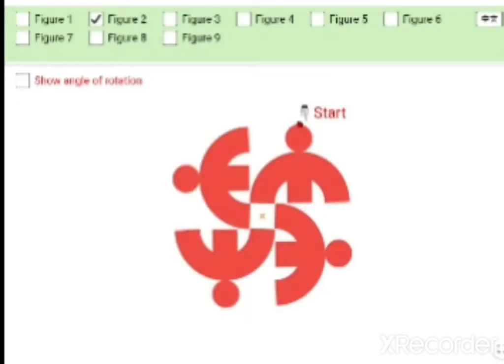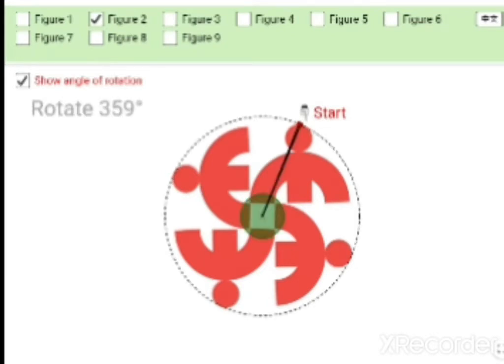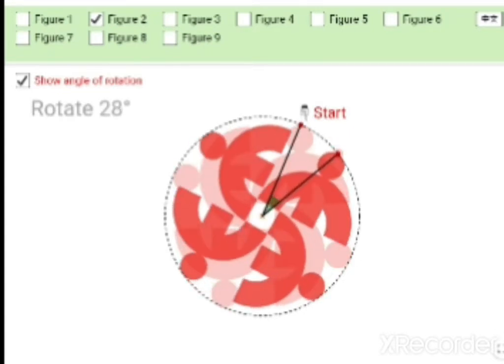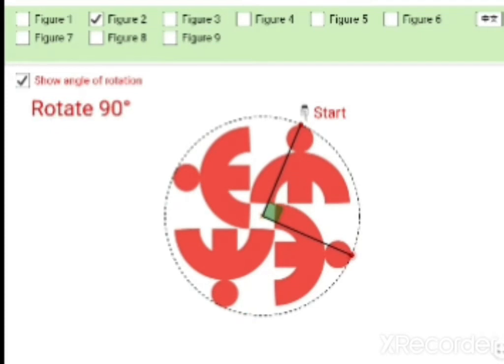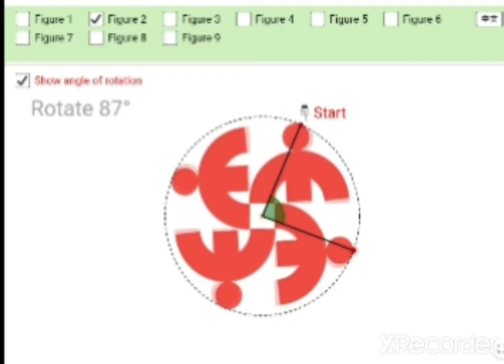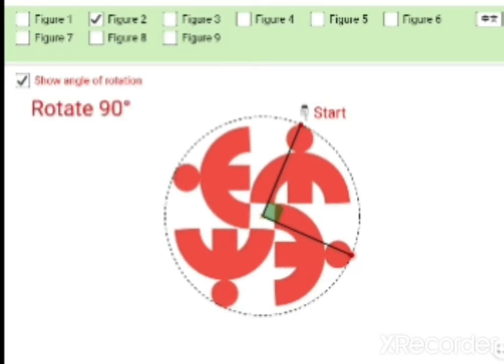Now children, let us see in figure 2 whether it shows rotational symmetry or not, and also try to see the angle of rotation here. So this is the start position. If I rotate it like this at 90 degree, it is looking the same, and this is 1/4 turn, isn't it? You can see the angle formed here. It is shown in green color.